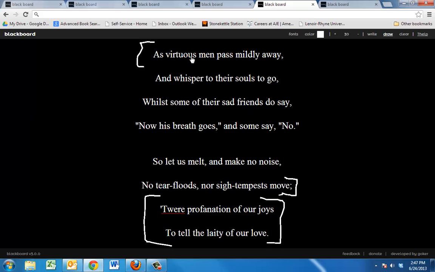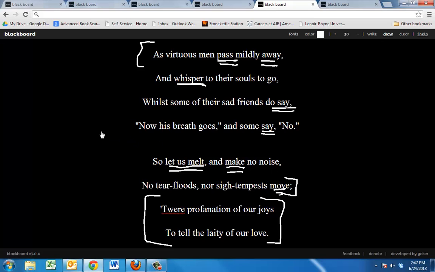So now we can go through and ask, what are the verbs? Well, one verb is pass, or pass away. Another is whisper. Another is do say. Another is say. All of these are actions. Let us melt is another verb. Actually, this should just be melt right here. Make is a verb. Move is a verb. So we've got 1, 2, 3, 4, 5, 6, 7, 8 verbs all in this one sentence.